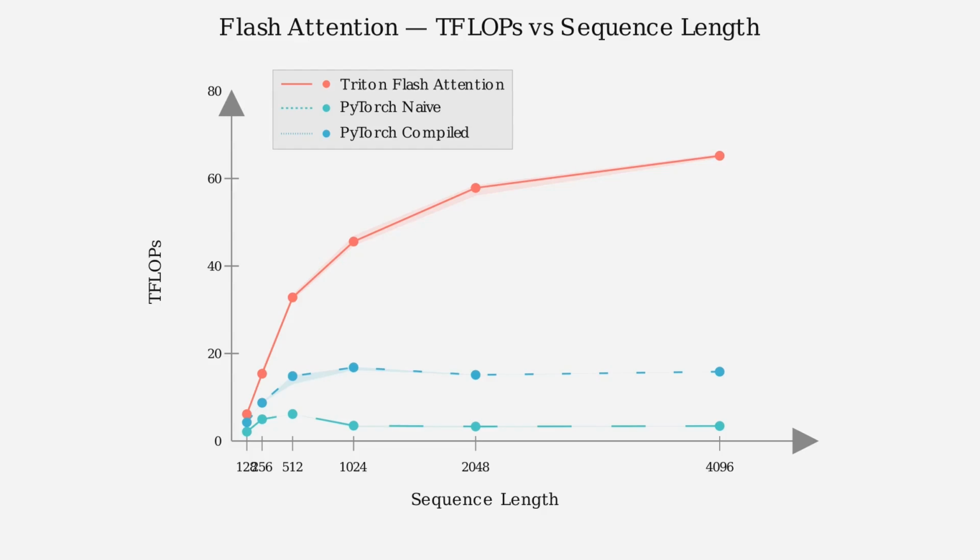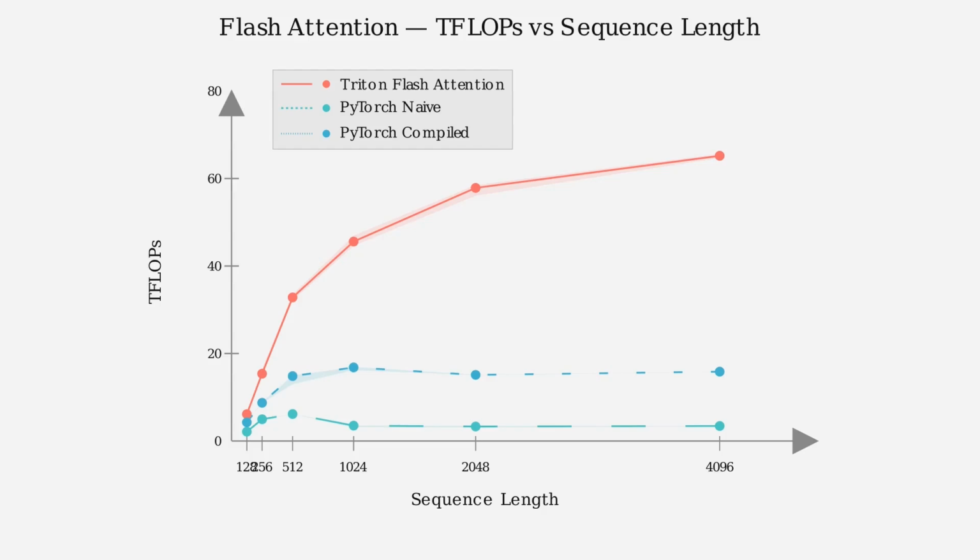At 4096 tokens, naive PyTorch drops to about 3.4 teraflops. It's completely suffocating on memory transfers. Torch.compile is smart. It fuses operations and prevents some kernel launches, which bumps performance up to nearly 16 teraflops. But it cannot fix the fundamental math. That n-squared score matrix still has to exist.